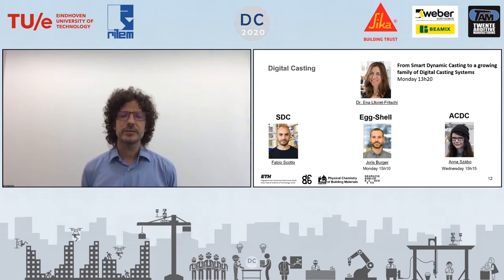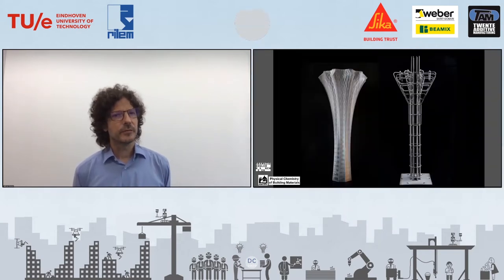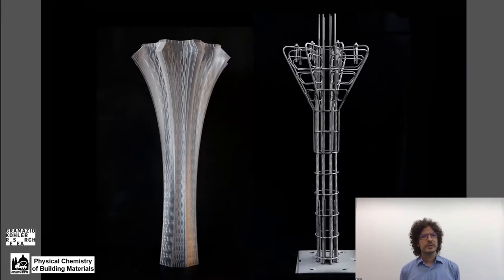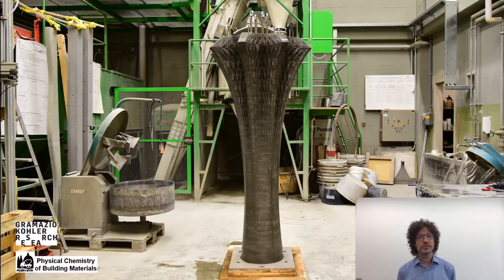So eggshell, you can imagine the idea is the following. We 3D print a very thin formwork, and do it in a way that we can include standard reinforcement so we don't have problems structurally. However, in order to place the concrete, we have to prevent the formwork from bursting under the effect of the hydrostatic pressure of concrete. And for this, we use set-on-demand concrete. Here's the structure which is realized.